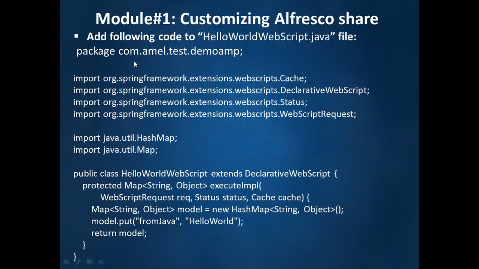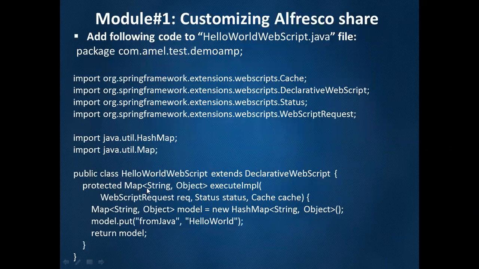So automatically the package name will be displayed at the top of the page: com.ml.test.demoamp. You can give any package name as you want. So let's see now our code. Public class HelloWorldWebScript extends DeclarativeWebScript. Always when you want to create a Java class related to web scripts, you need to extend your Java class to the DeclarativeWebScript class.